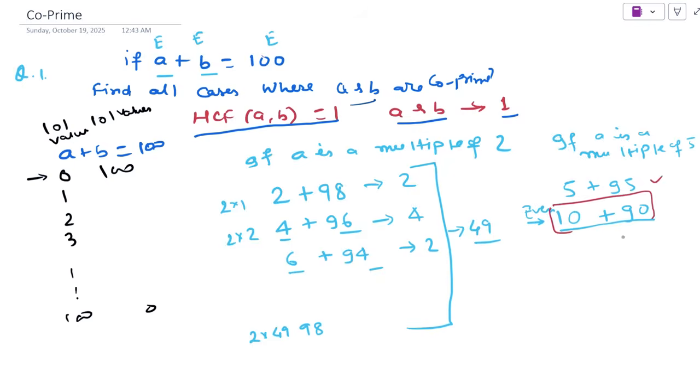So I will take 5 plus 95. Then I will take 15 plus 85, till 95 plus 5. If I see that 5 into 1 is this and 5 into 19 is this, now only odd numbers are included. If we count, then we will have 10 cases. How many cases? 10 cases.